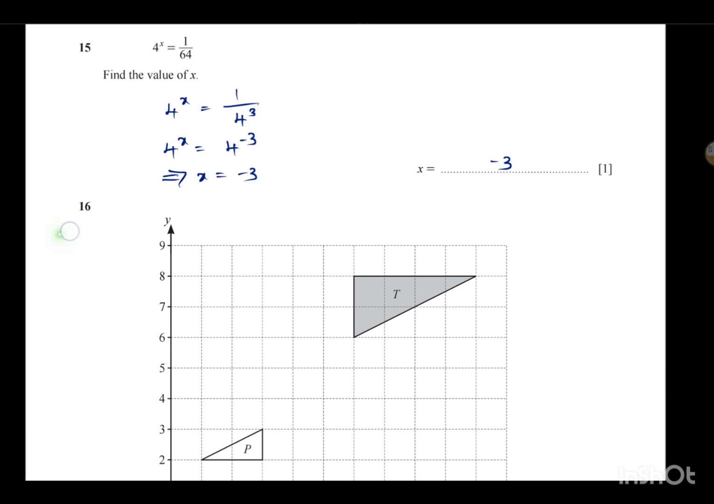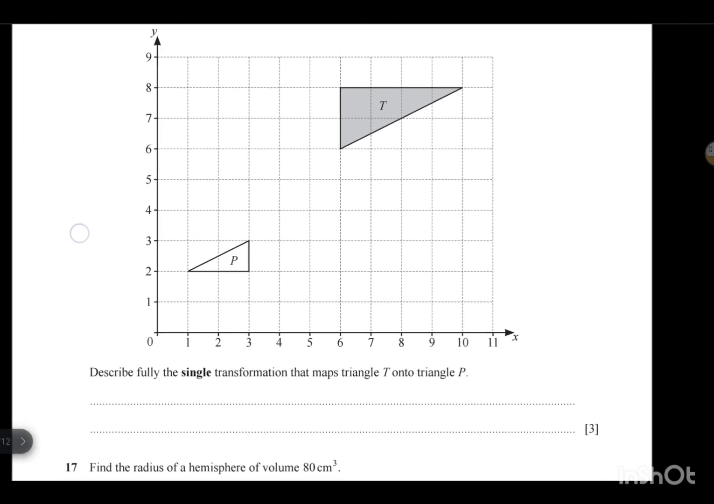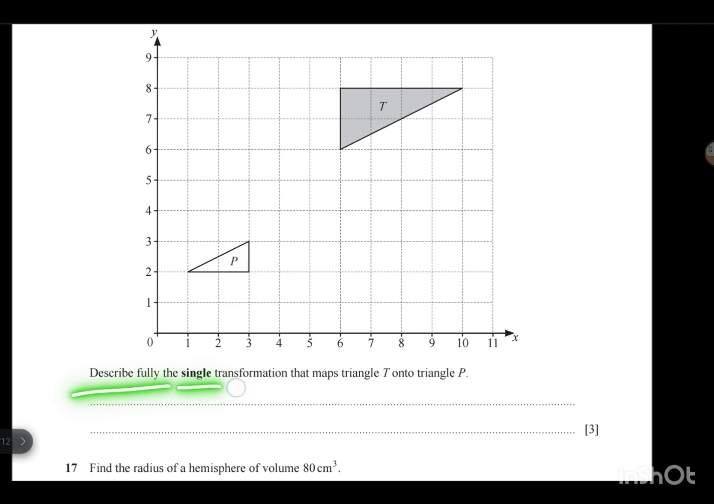Question number 16, transformation question. Describe fully the single transformation that maps triangle T onto triangle P. Now this is the transformation where triangle T is transforming to P. When you see the figures you can directly understand it is an enlargement, but they are not in the same direction, they are in opposite directions. So that means the center of enlargement will be in between the two figures.